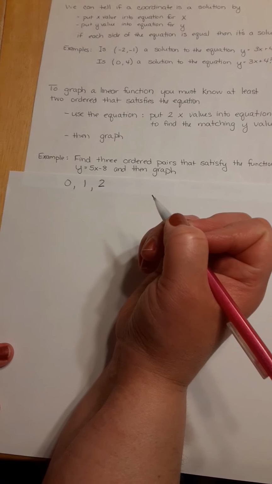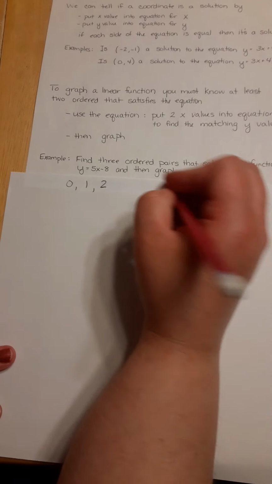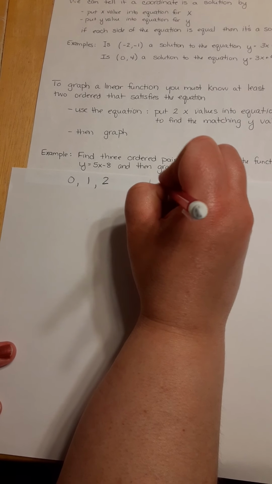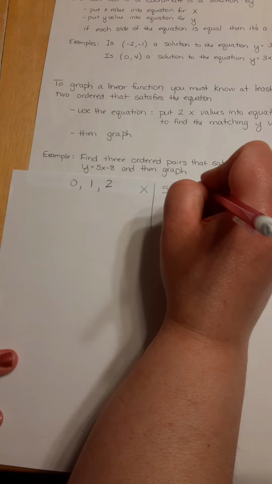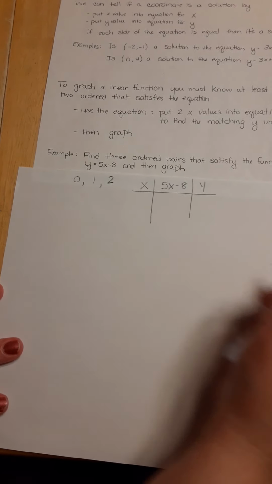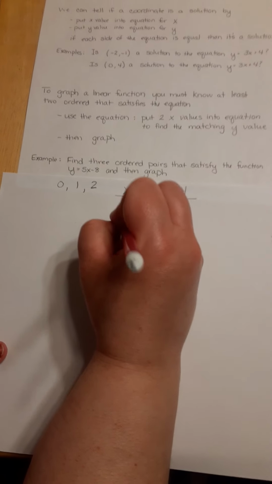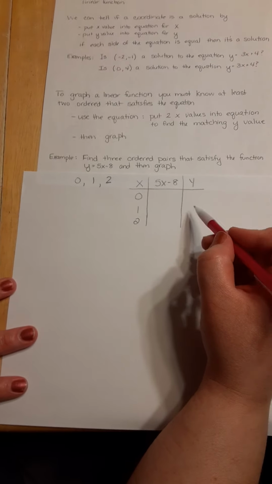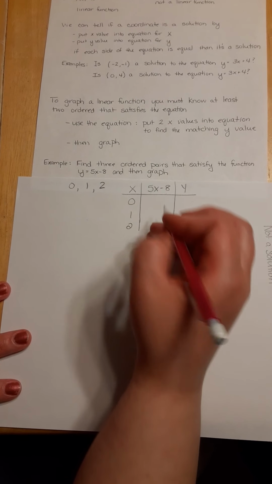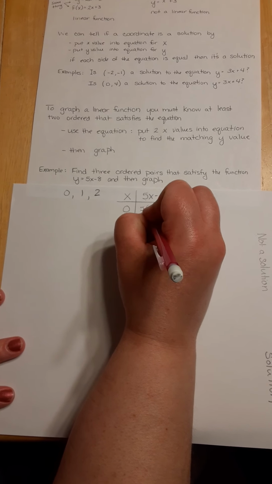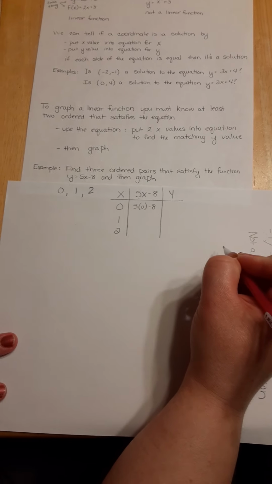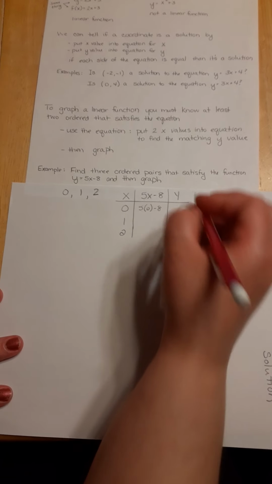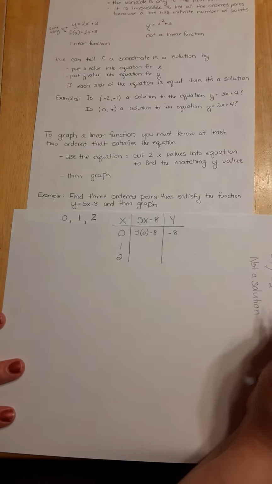And so one way a lot of people like to do it is set up a little table. Okay, and so they're going to make 3 columns here. The x is going to be my first one, so I do 0, 1, and 2. And now I'm going to do my work in the middle section. This is the actual equation here. So I'm going to go 5 times 0 minus 8 and write down the answer. Well, 5 times 0 is 0. 0 and a -8 is -8.